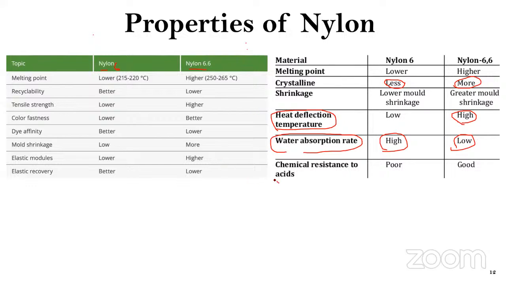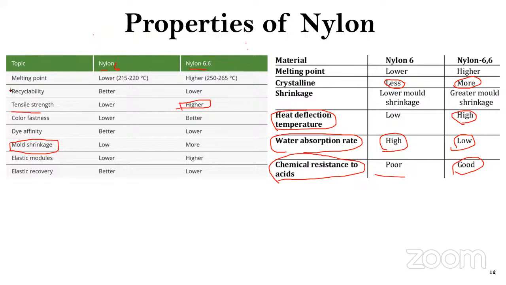Yes, ma'am. So for chemical resistance to acid also, this nylon 66 is quite good as compared to your nylon 6. And if you see the tensile strain, the mechanical strain of nylon 66 is quite high as compared to nylon 6. And the mold shrinkage, okay, as nylon 66 molecular weight is quite high, that is the reason we saw a lot of mold shrinkage as compared to nylon 6.